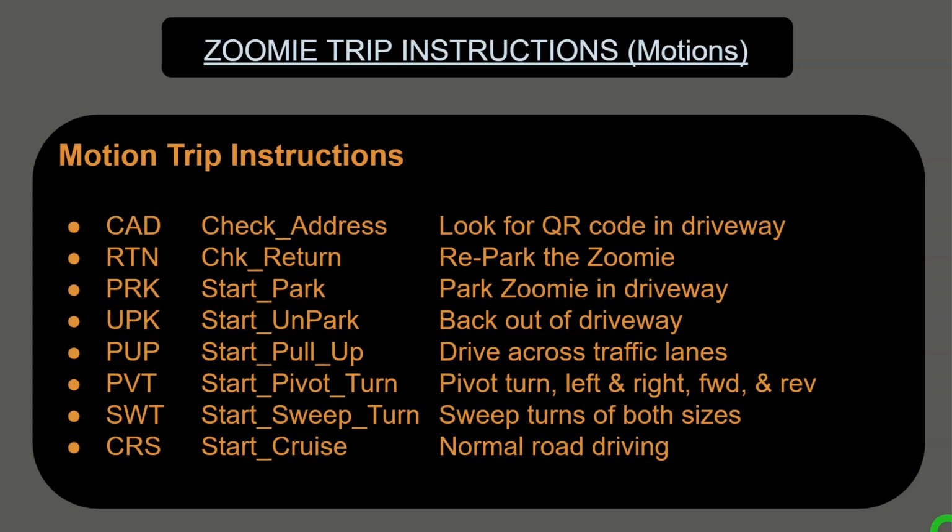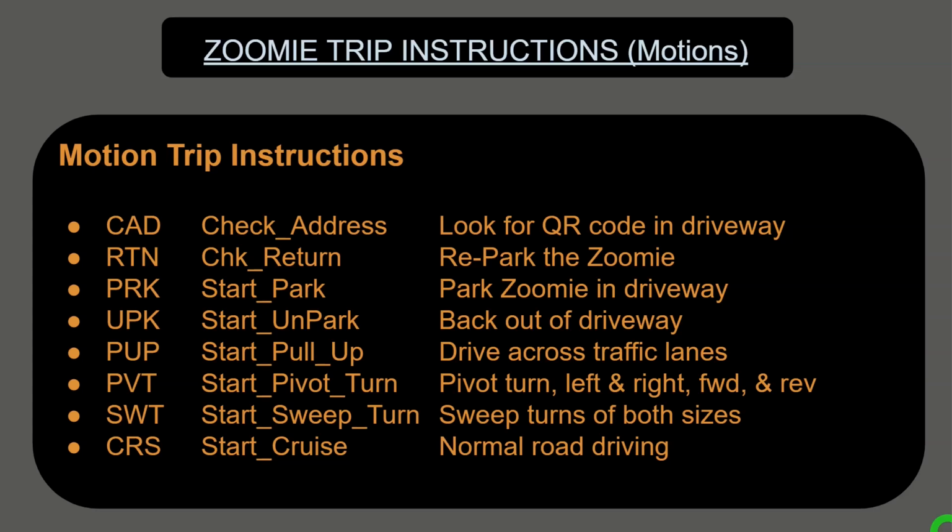PUP is a pull-up maneuver, and that is where you would be in a situation where, say, you're at a stop sign and you're going to turn into traffic, either left or right. You have to pull forward a little bit before you make the turn. So that is the purpose of PUP, to get you across the traffic lanes to prepare for a turn, to go in the correct heading.